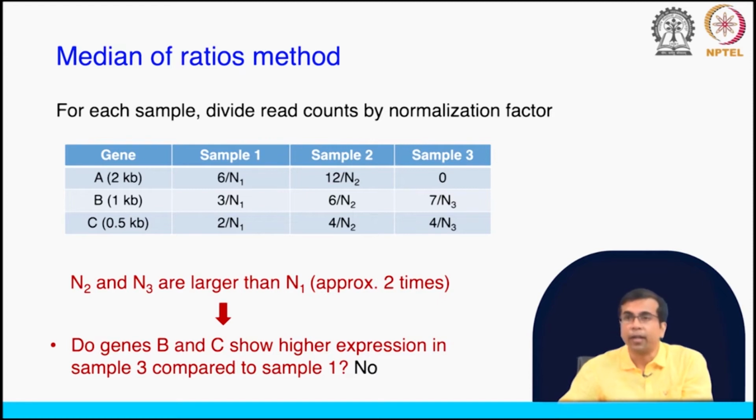So, now we can answer this question correctly: do genes B and C show lower expression in sample 3 compared to sample 1? That is actually no. There is almost no difference in expression between these 2 samples, sample 1 and sample 3. You can probably see now, because the normalization factor N3 is approximately 2 times the normalization factor N1. Of course, if you have to do this for a large number of genes, you cannot calculate just the median, but just as an example this holds.